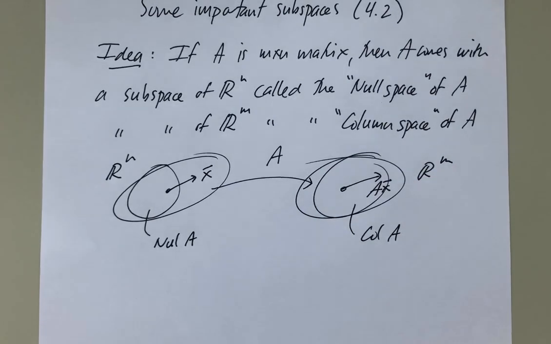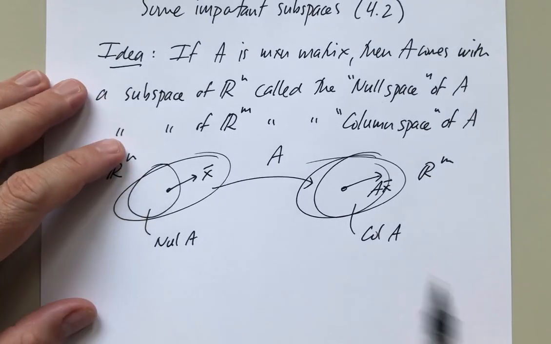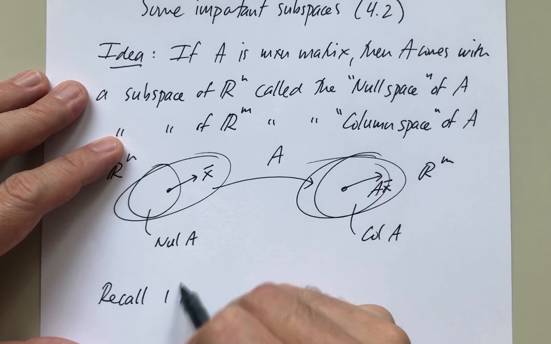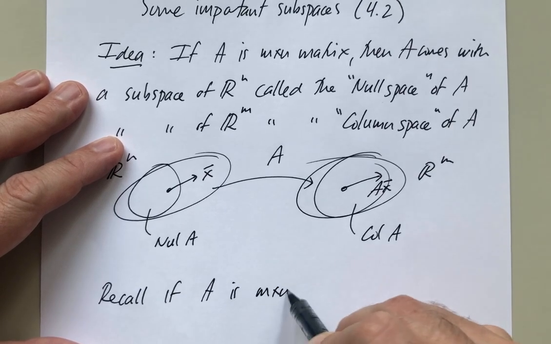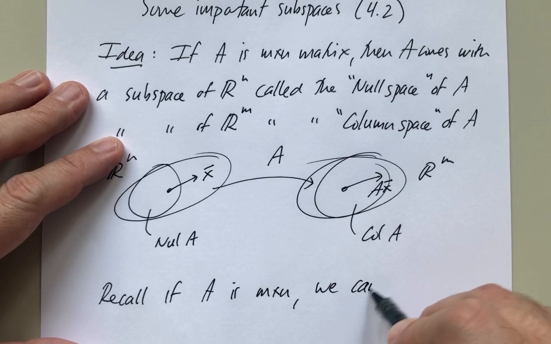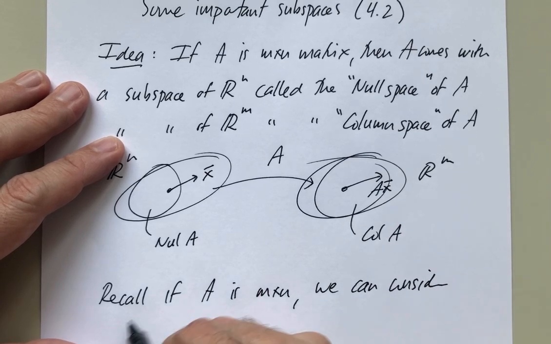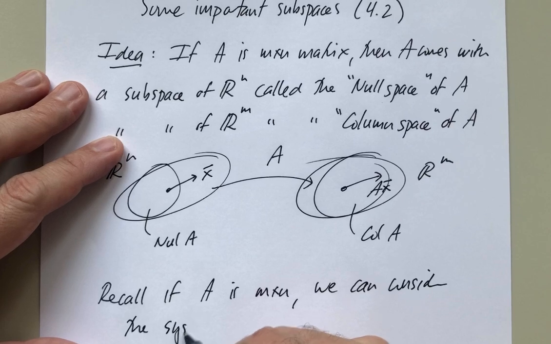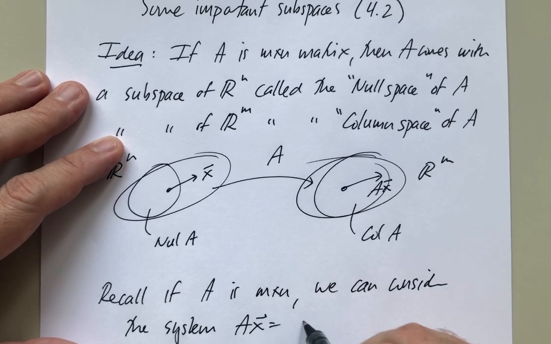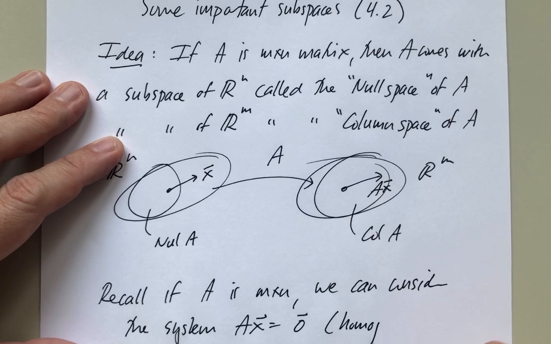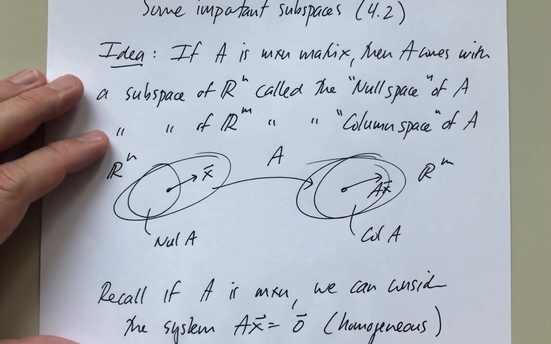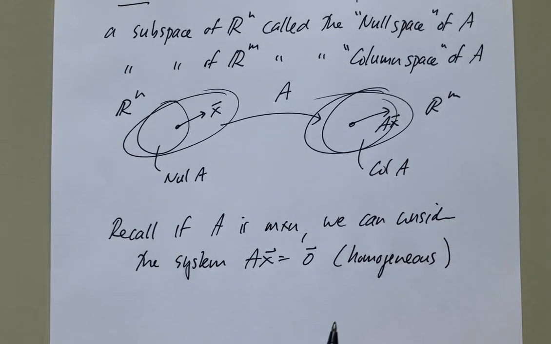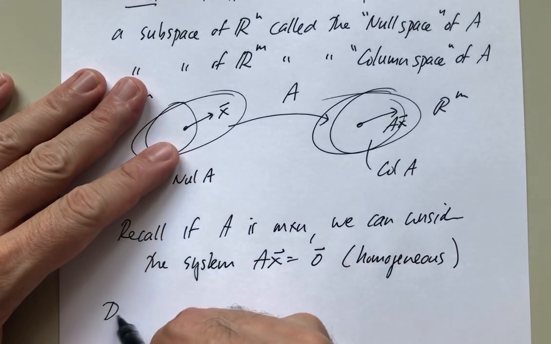It turns out both of these are things we've already studied in other contexts. Let me just recall that if A is m by n, we can consider the equation Ax equals 0, which we call the homogeneous system. And we spent some time with that. How do you actually describe the solution set? It's in terms of reducing your matrix to a reduced echelon form, et cetera. And that's actually our first definition.